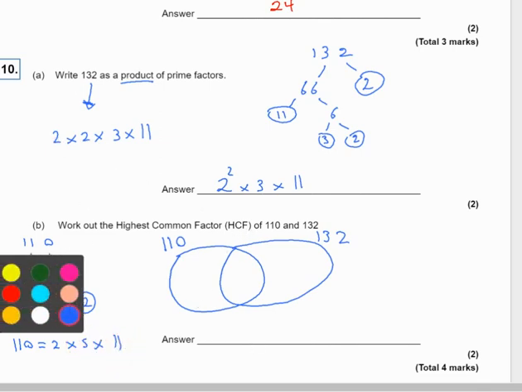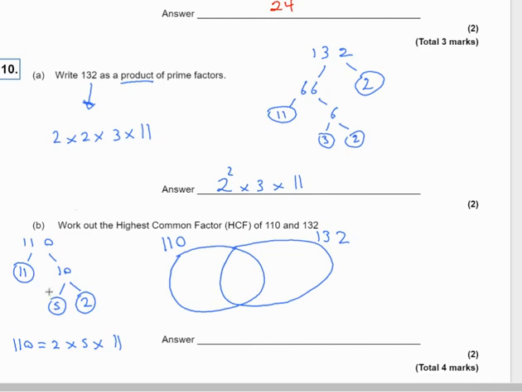So what we now need to do, given that 110 is equal to 2 times 5 times 11, we need to find numbers that are in both lists. So if we compare 110 to 132, so this number and this number, we see that they both have a 2. So I can cross off a 2 here and here. So that goes in the middle of our Venn diagram. This 132 has a 2 that this 110 does not have. So I put an extra 2 here.